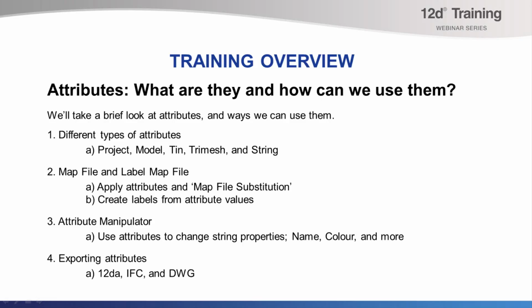We'll go through some of the different types of attributes, such as project, model, tin, and Trimesh. We'll look at how we can use them in things such as map files and label map files. We'll also look at the attribute manipulator and how we can use attributes to change properties and other things. And finally, we'll look at how attributes can be used outside of 12D in files such as 12DA and IFC.